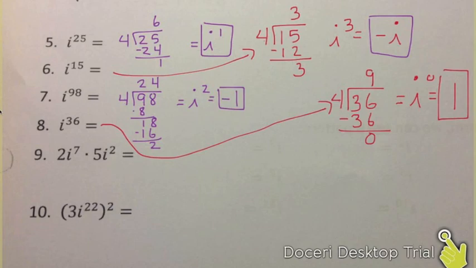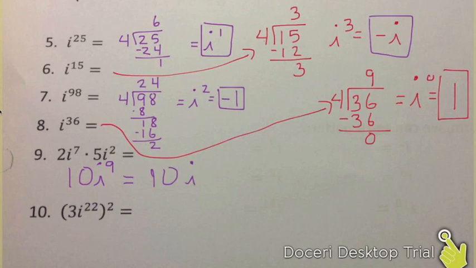Last two are a tiny bit trickier because now we have to do a little bit more simplification. When you multiply 2i to the 7th times 5i to the second power, you multiply 2 times 5, which gives us a 10. i to the 7th times i to the second, you're going to add those exponents and get i to the 9th power. So when we figure that out, we know that 4 goes into 9 2 times with 1 left over. I'm not going to show the division because that's kind of a simple one. So this is really the same thing as 10 i to the first power, which is just 10i.